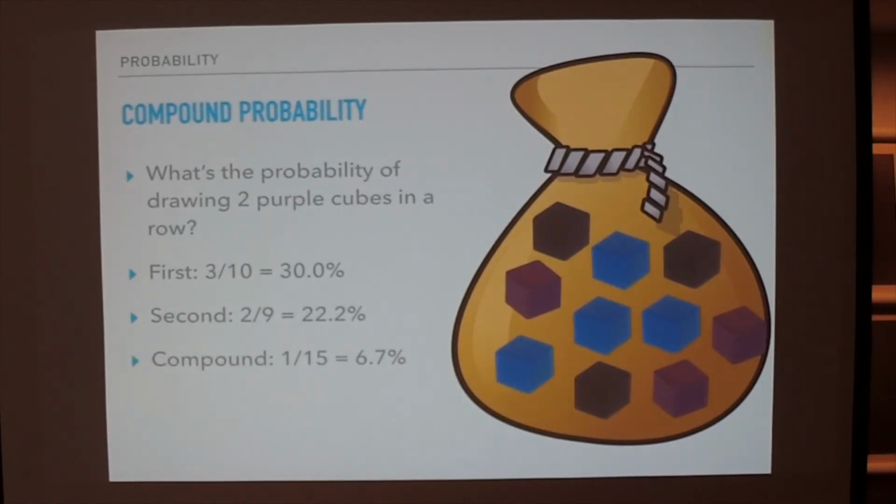Now, to calculate what the compound probability is, you just multiply those things together. Does that make sense? So here's how the formula actually works, right? We have our 3 over 10, 2 over 9. So we're going to multiply 3 times 2. We're going to multiply 9 times 10. That gets 60 out of 9, or 6 out of 90. Then that can be reduced to 1 out of 15, which gets us our 6.7%. Make sense?